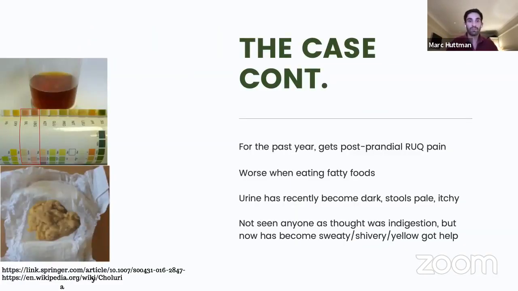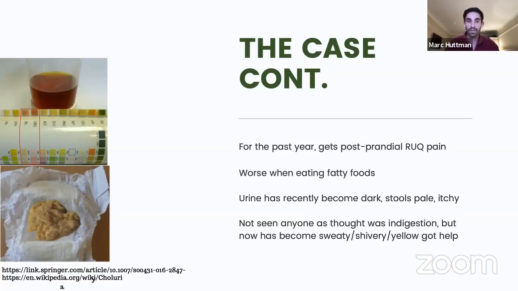So carrying on, she's had these episodes for the last year, but it's in the kind of postprandial, so after meals, particularly when they're fatty, and it's always in the right upper quadrant, so just underneath her rib, the costal margin in the mid axillary line. The urine has only recently, in the past few days, become dark. The stools have become a bit pale, and she's a bit itchy.